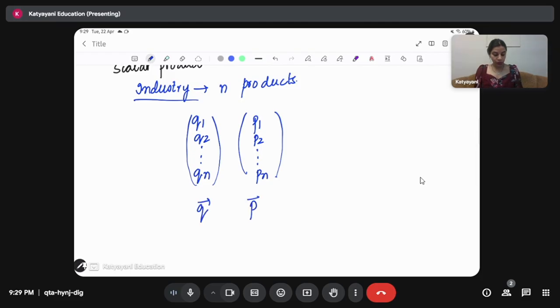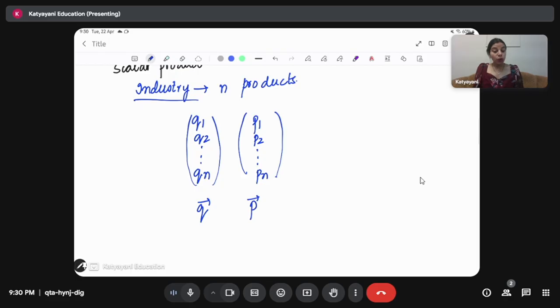Note here that we'll always use an arrow over our vectors, because it's very difficult for us to write in bold here, and so to distinguish it, we always use an arrow over our vectors. So it denotes that Q is a vector, P is a vector.